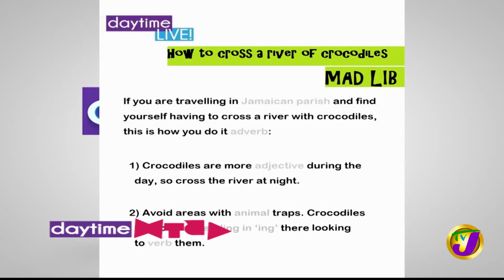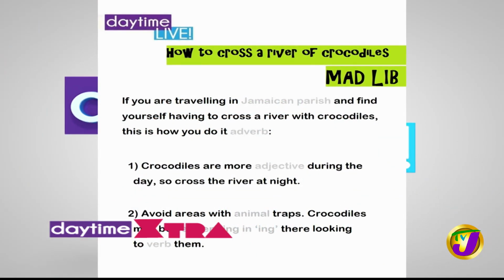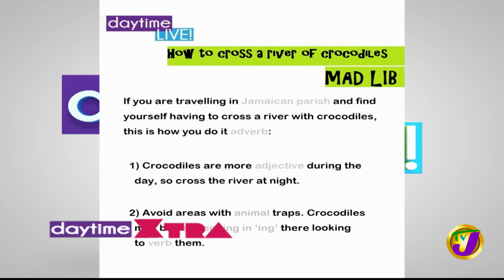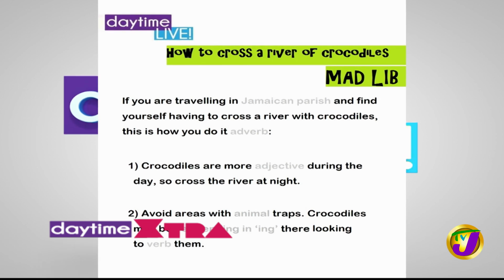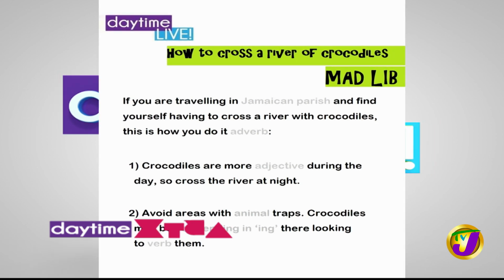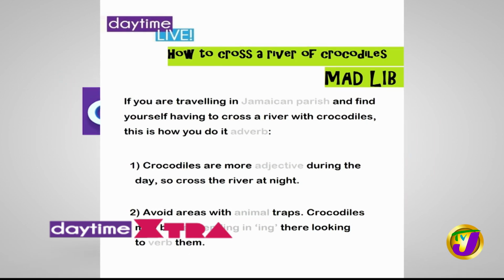Avoid areas with snake traps. Crocodiles may be cursing there, looking to ski them. When crossing the river, swim slowly. That's true. You don't want to wake them up and make them hard.